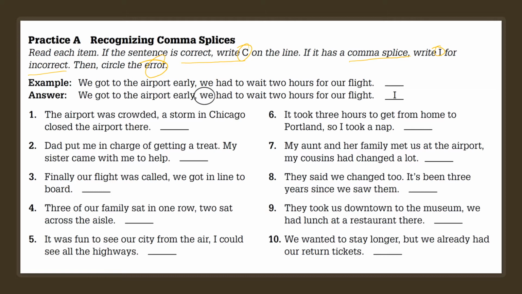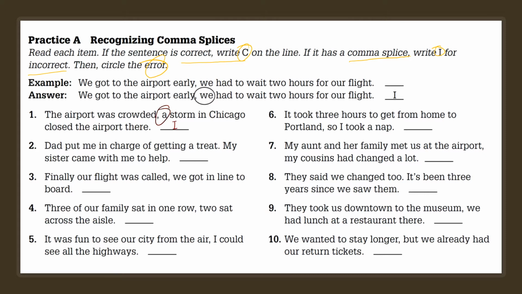Alright, let's do it. So the first one, number 1, is it correct, incorrect? If it is correct, C. Incorrect, we circle the mistake and we write I. So the first one, the airport was crowded, comma, a storm in Chicago. Actually, this is a mistake. Well done.